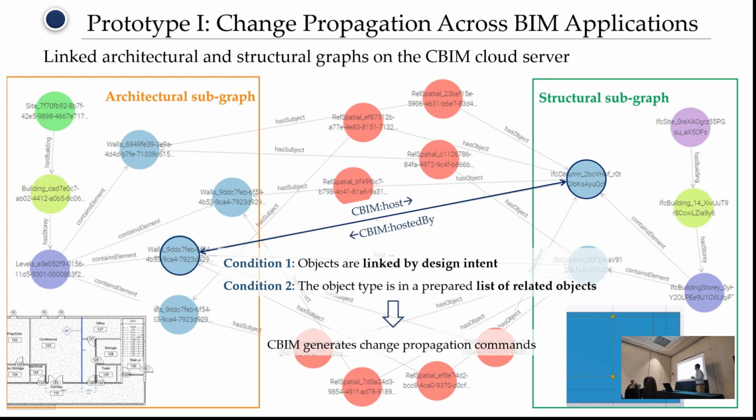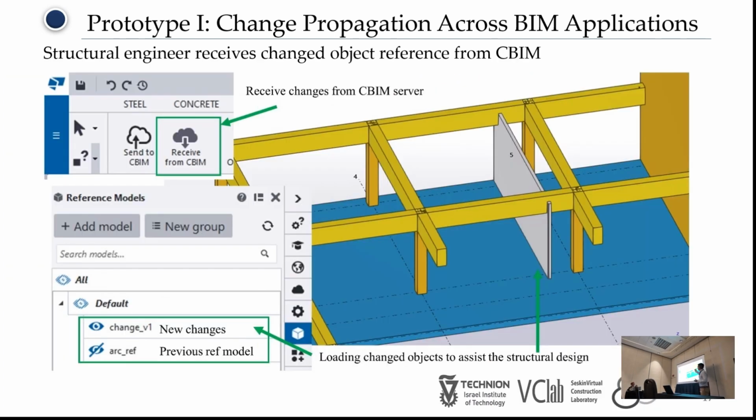So it prepares some change propagation commands and sends them to Tekla Structures. Correspondingly, inside Tekla, if the user clicks receive from CBIM, then CBIM will load the changed object geometry in Tekla Structures directly. And this can help the structure engineer to identify the change from the architecture model, also to assist the design.